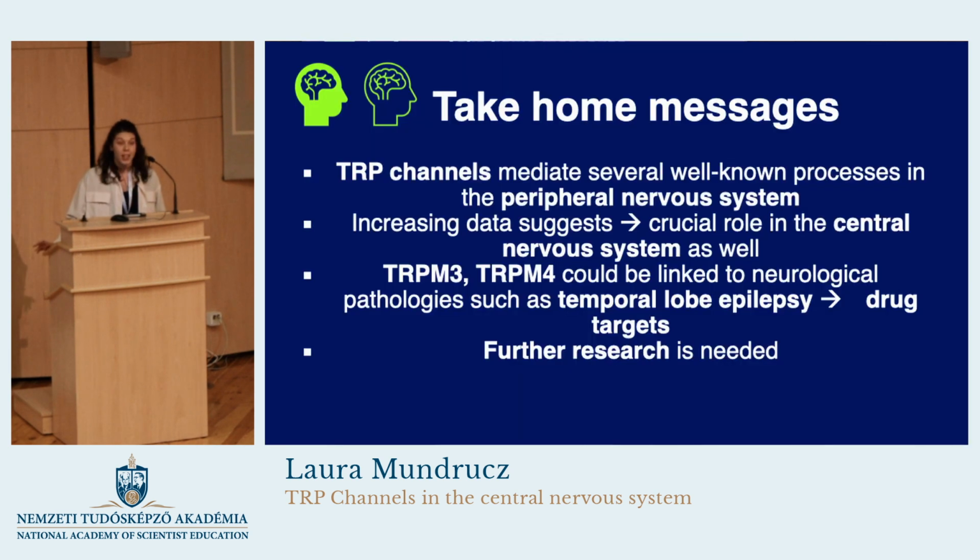So now that I talked a lot about a lot of things, I would like to summarize this little presentation. The take-home messages here would be that TRP channels mediate several well-known processes in the peripheral nervous system, but there is increasing data that suggests that they might have a crucial role in the central nervous system as well. And highlighting TRPM3 and TRPM4, they seem to be linked to epileptogenesis, especially in association with temporal lobe epilepsy. Thus, they seem to be potential drug targets in the future. But as with everything else, further research is definitely needed.